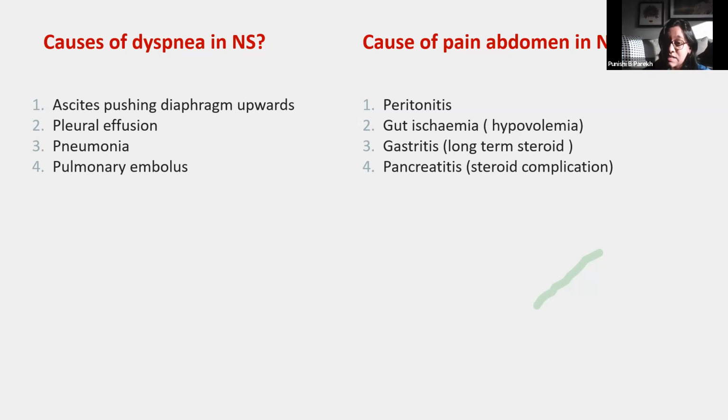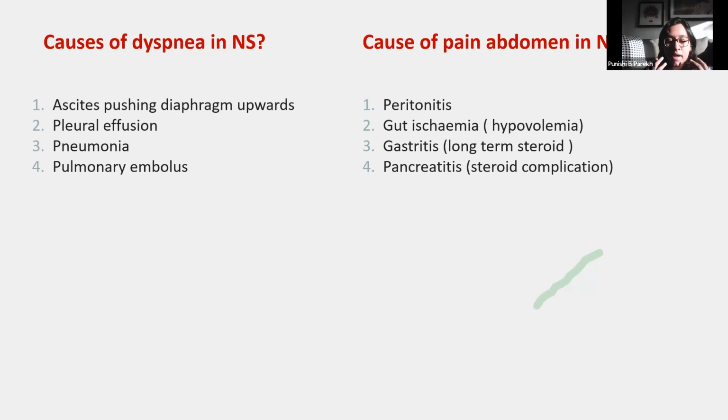It could either be gut ischemia. When you have hypovolemia, just like your renal perfusion is getting impaired, you could also have impaired gut perfusion, so it can lead to gut ischemia. Prolonged steroid use can cause gastritis, which can again cause pain abdomen. And lastly, a long-term steroid complication could be pancreatitis.